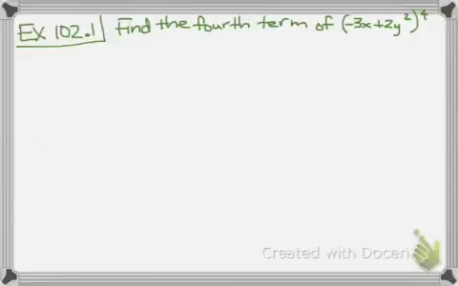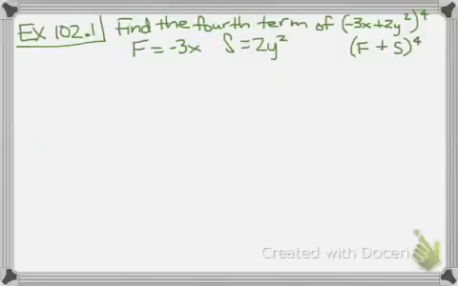So it says find the 4th term of negative 3x plus 2y squared, all to the 4th power. So what we're going to do is make it look like what we're used to doing and make it look like f plus s raised to the 4th power. F represents the first term and s represents the second term. So we're going to let f equal negative 3x and we'll let s equal 2y squared.